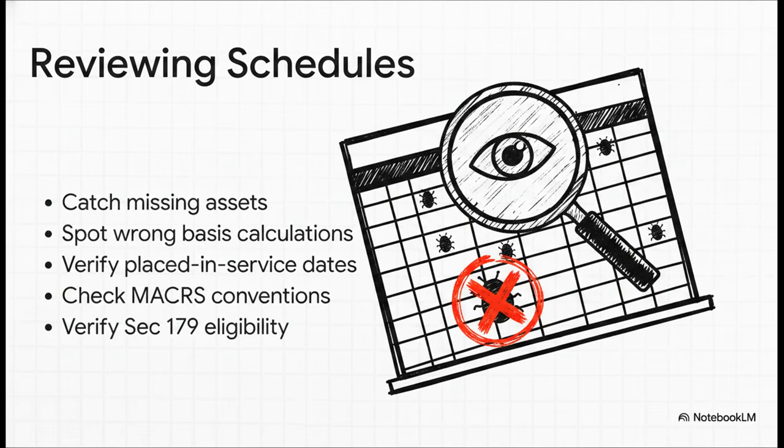Another common TBS angle is reviewing and auditing depreciation schedules. You might be handed source documents like invoices or fixed asset roll forwards and asked to catch intentional errors. You've got to be on the lookout for assets missing entirely from the schedule, or assets loaded with the wrong starting basis. Maybe there's an incorrect placed in service date, which, trust me, throws off the entire calculation. You also need to catch the use of a wrong MACRS recovery period, an incorrect convention, like forgetting the mid-quarter convention when it's required, or someone trying to apply Section 179 or bonus depreciation to ineligible property.